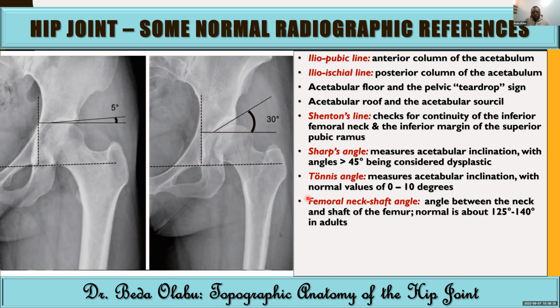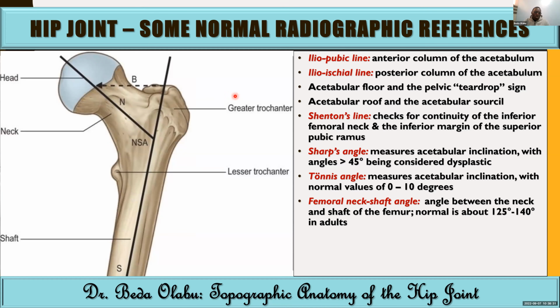Then we have what we call the femoral neck shaft angle. Maybe let me just show you first using a drawn image before I show you the radiological part. So we know this is the head of femur, this is the neck, this is the shaft of femur. We can see that the neck of femur is not in straight line with the shaft of femur. So long axis through the neck and long axis through the shaft will give us an angle. Now the lower angle is what you're looking at. This is the femoral neck shaft angle.